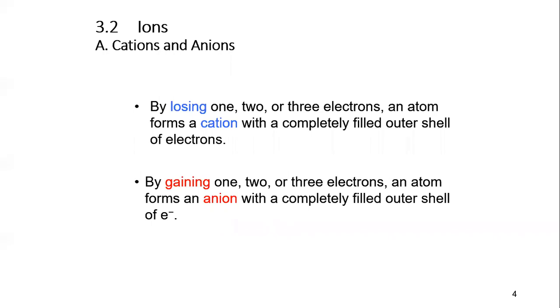Oxygen is 6 valence electrons. It wants 8. So 6 minus 8 is -2. So oxygen likes to have a -2 charge as an anion. And then lastly, fluorine has 7 valence electrons. 7 minus 8, -1. So fluorine likes to have a -1 charge.